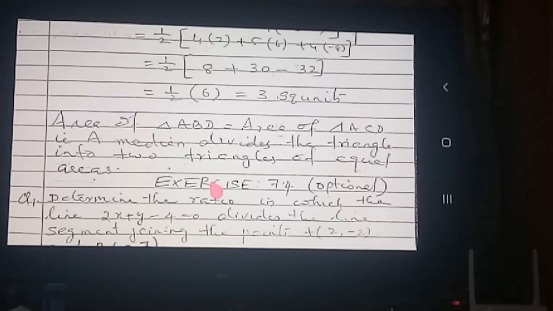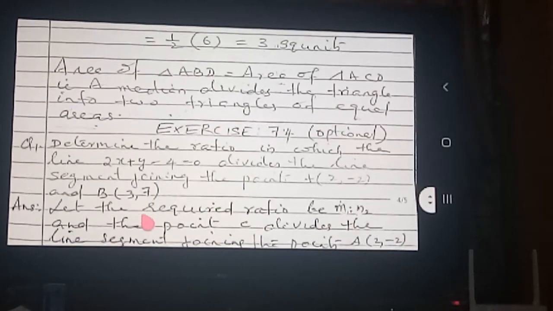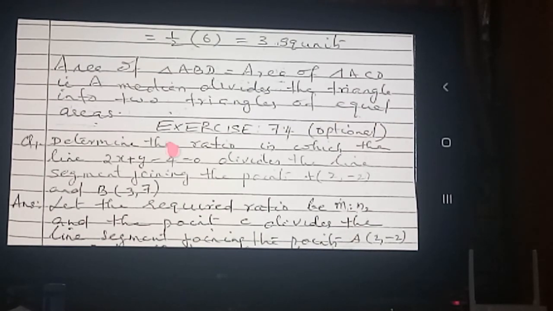So in the hot questions part, I am going to explain the first question. Listen to the first question. Determine the ratio in which the line 2x plus y minus 4 divides the line segment joining the points A (2, minus 2) and B (3, 7). One line is there.